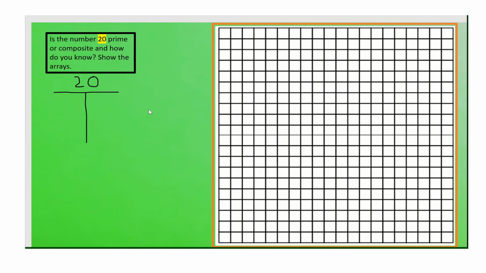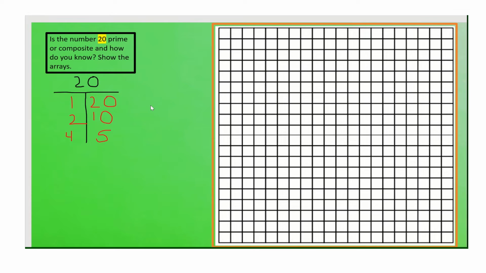So I always like to start at 1. So we know that 1 times 20 is 20. We know that 2 times 10 is 20. If I skip count by 3s, I won't land on 10. But we know that 4 times 5 is 20. If I skip count by 6, 7, 8, or 9, we would not land on 10 or 20 either. But if we skip count by 10s, we will, and we already have 10 times 2, which is the same as 2 times 10 as well.